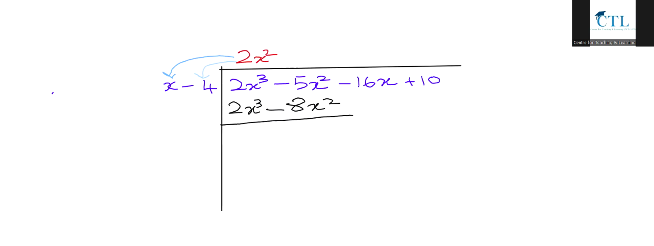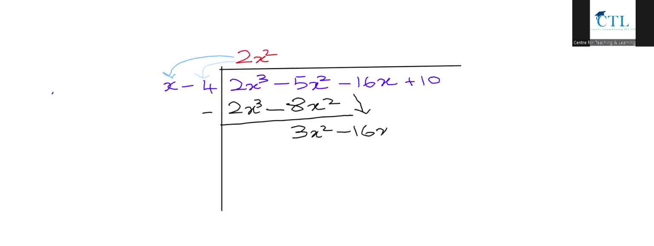So this becomes 0. 2x cubed minus 2x cubed is 0. So careful, this is minus 5 minus minus 8. Don't think of it as minus 5 minus 8. It's not. We are subtracting downwards. So it should be minus 5 minus minus 8. So you'll end up with a 3x squared. Right, that's a remainder. Then we bring the next term down. We got a minus 16x.